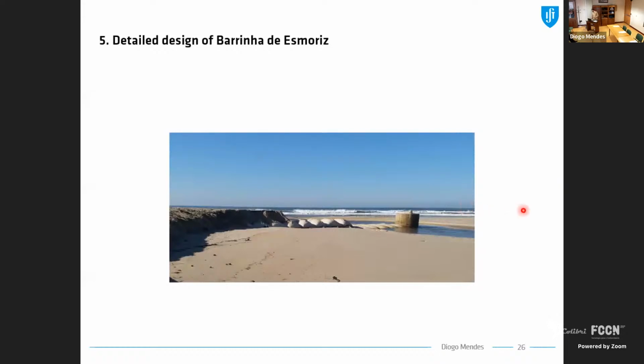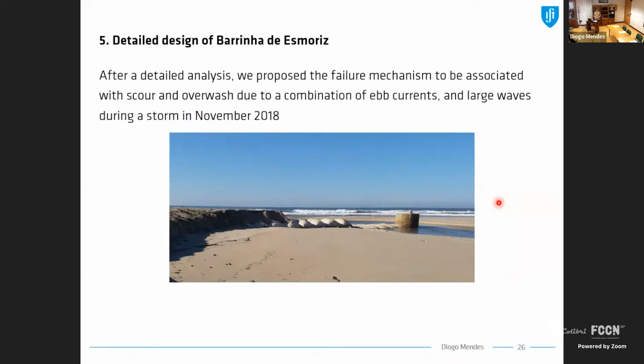This is a picture that was taken in November 2018. So this is the state of this solution in November 2018. So we can clearly see that we don't have any sandy dike anymore, and some of the geobags have already been pushed away due to some conditions. So after a detailed analysis, we propose the failure mechanism associated with scour and overwash. So scour in the inner part of the geobags. So here we are inside the lagoon, so scour promoted by tidal currents here at that part of the geobags, and also a combination with large waves during the storm in November 2018 that promoted some sand that was washed away from the top of the geobags.